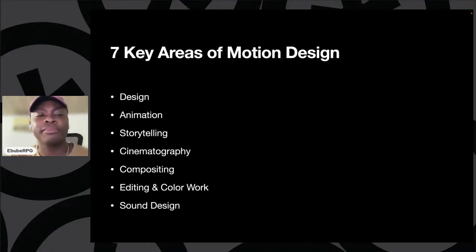So it's design, animation, storytelling, cinematography, compositing, editing and color work, and then sound design. Personally, I think these are the 7 key areas that I discovered; every single time I work, I find myself in one of these areas. If you're a beginner, you should consider this as well. They're very key areas for me when it comes to motion design.